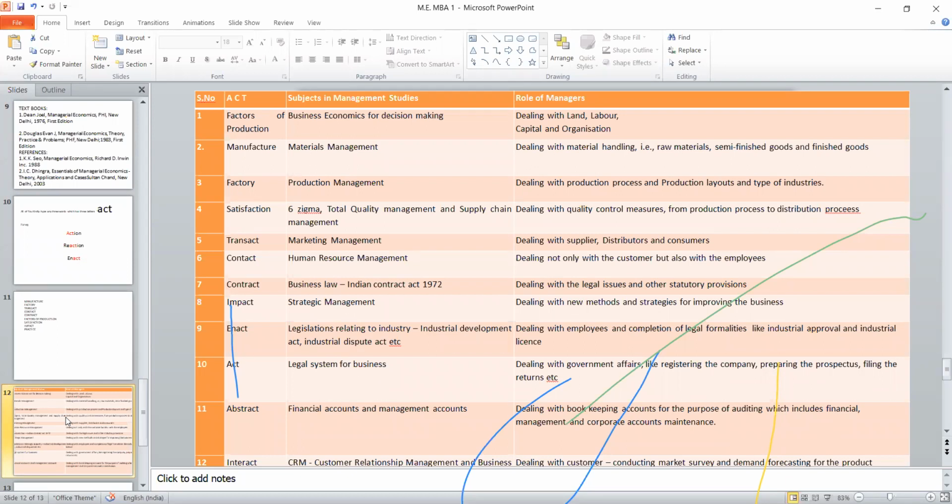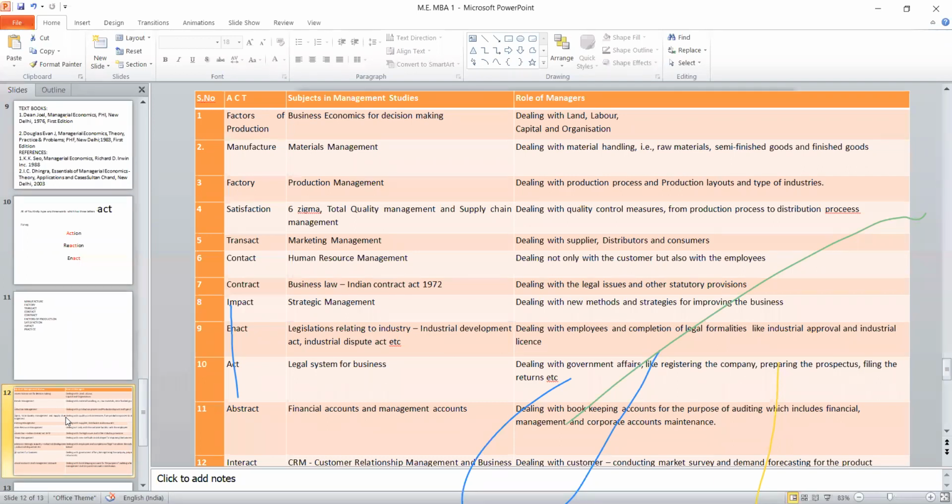Apart from that, we have to contact the person, that is called human resource management. Here, this subject will touch all the creditor, debtor, customer, solicitor, auditor, all these things. We study how to recruit and what theories are available. All these things we will be studying in human resource management.